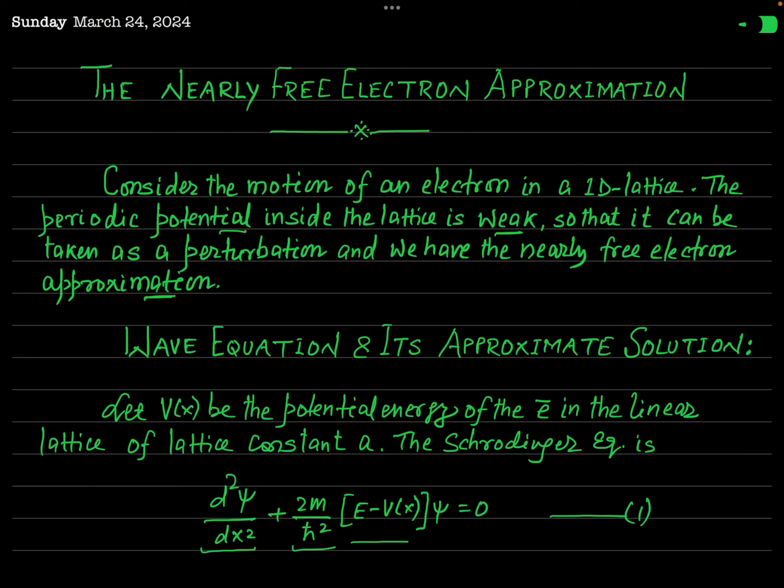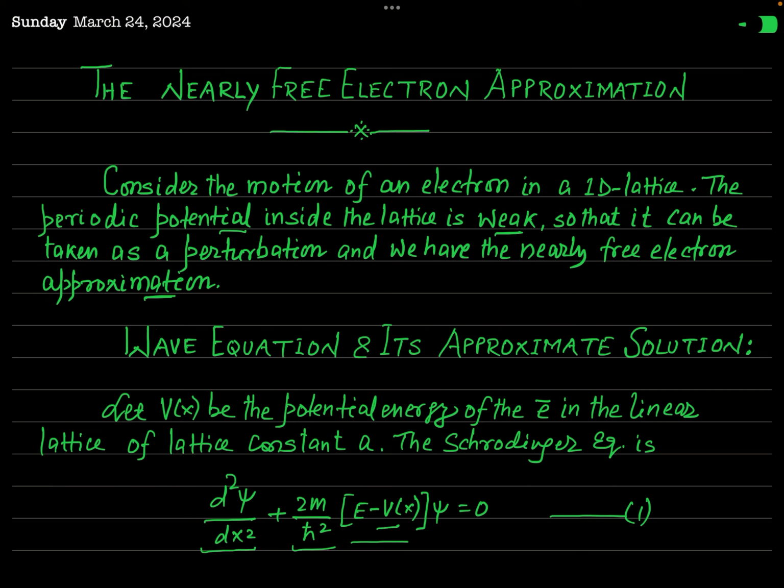Now, if we consider that this potential function V of x is 0, it means our electron is completely free, not nearly free, but completely free. And what will happen when the electron is completely free? You have already discussed this in your course on free electron theory of metals and also in your course in quantum mechanics. In fact, in that very condition, the solution of this Schrodinger equation is simply a plane wave, okay? Simply a plane wave.